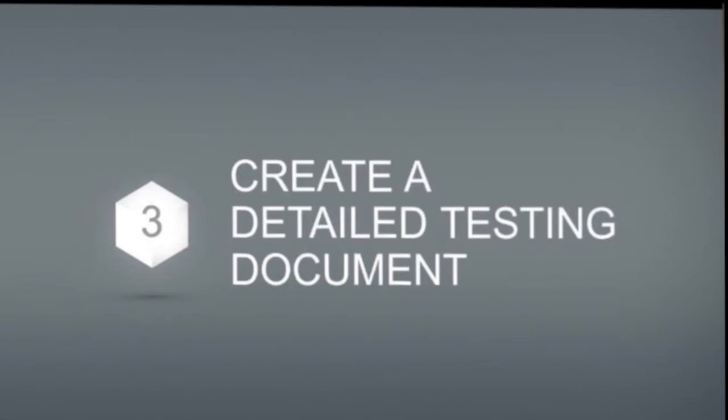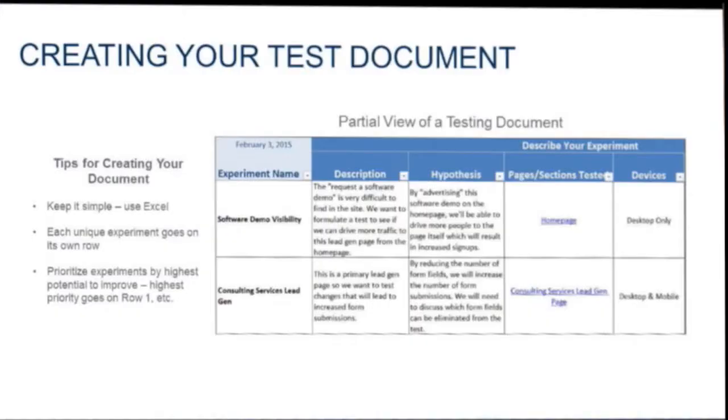So step 3 in thinking about a conversion optimization methodology is creating a detailed testing document. So here's an example. Here's a partial view of a testing document. So when you start to set these up, just use Excel. Nothing more sophisticated is required than Excel. Each row is a unique test, and the different columns are different descriptions about that particular test.